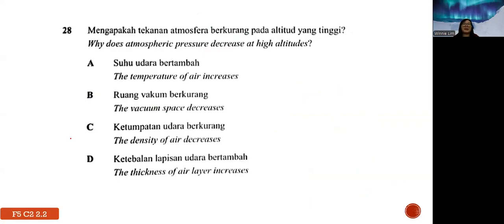28. Why does atmospheric pressure decrease at higher altitude? When at high altitude, as you all know, you go to Genting Highlands and you also feel it's cooler, so generally temperature is lower, so it cannot be increased. The vacuum space decreasing is also not related. Generally, the density of air is decreased due to a thinner layer. So the option is C.